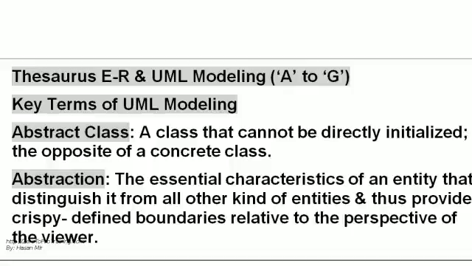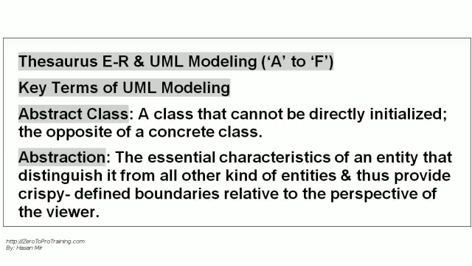Thesaurus of UML modeling, key terms of UML modeling. Abstract class, a class that cannot be directly initialized, the opposite of a concrete class. Abstraction, the essential characteristics of an entity that distinguish it from all other kinds of entities and thus provide crisply defined boundaries relative to the perspective of the viewer.